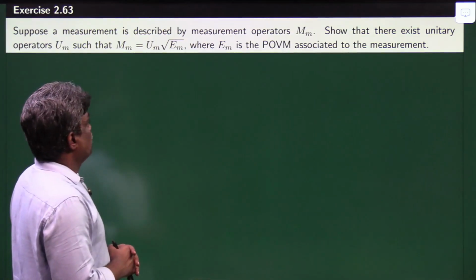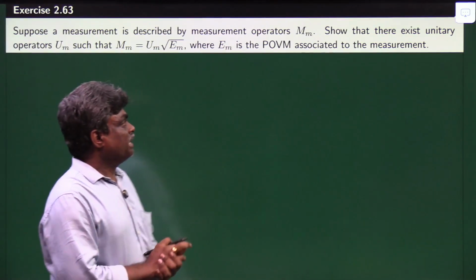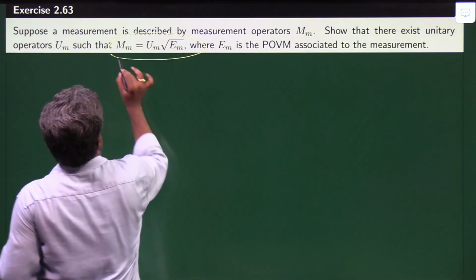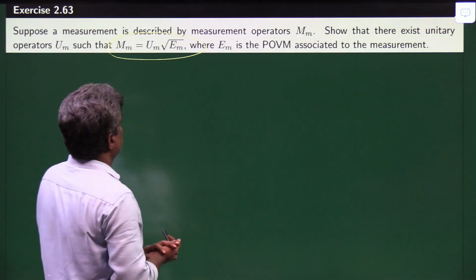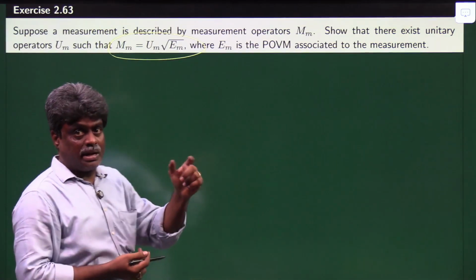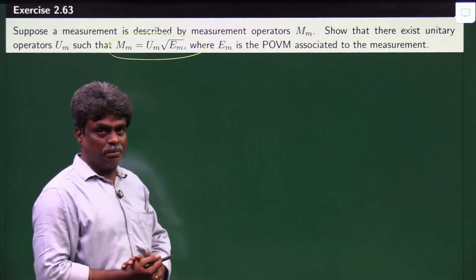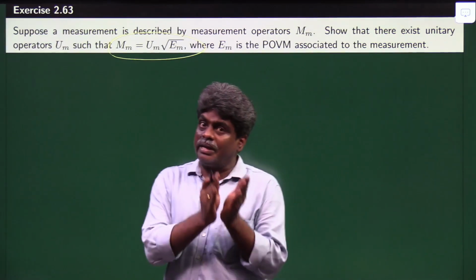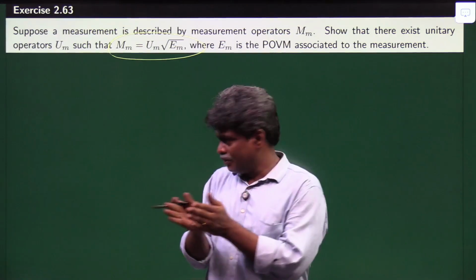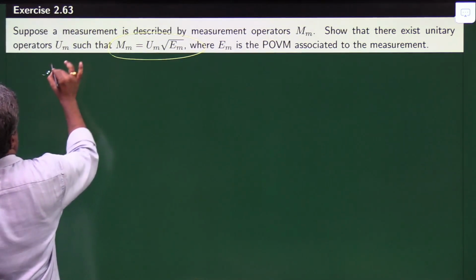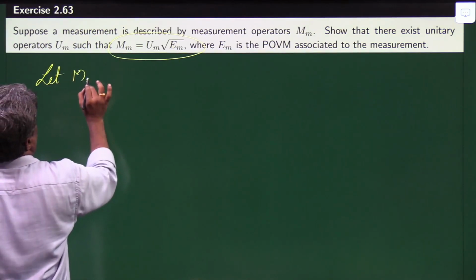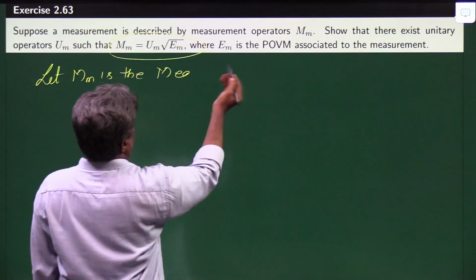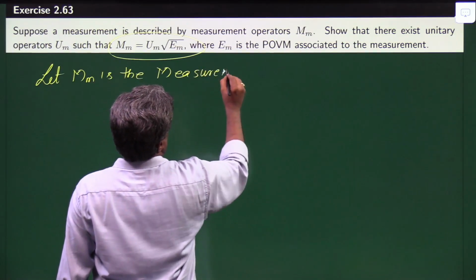So the next question is again about POVM only. Here they're asking to show this one, where M is the measurement operator, then there exists a unitary operator U such that M equals under root EM, where EM is the POVM element. In this case, EM is nothing but M dagger M. So as usual, let M be the measurement operator. Of course, they have given that already.